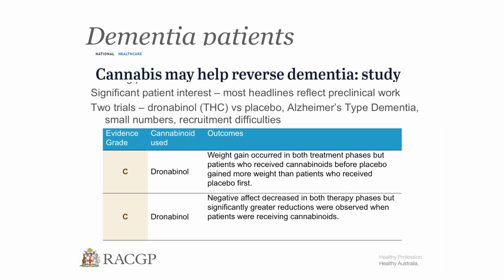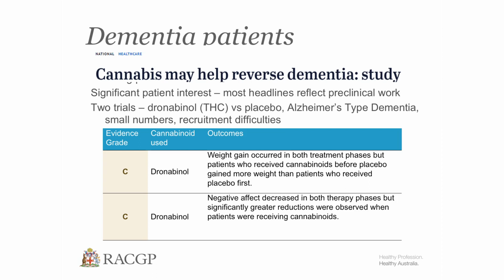There have been two trials done overseas where they looked at dronabinol, the synthetic THC product, versus placebo in Alzheimer's type dementia. In the trials, they had small numbers and difficulty recruiting. That's something we see commonly with cannabis trials. They often fail because people don't want to be recruited into them, either because they're already using something and don't want to move on to it, or because there's a stigma about using cannabis as a medicine. And what we see is that for dronabinol, there was some weight gain.